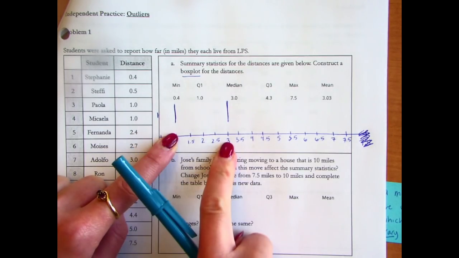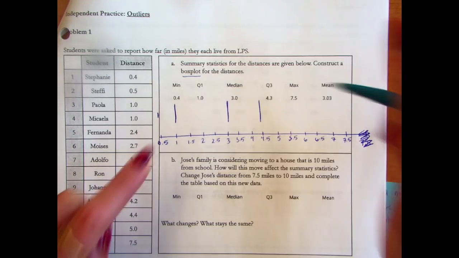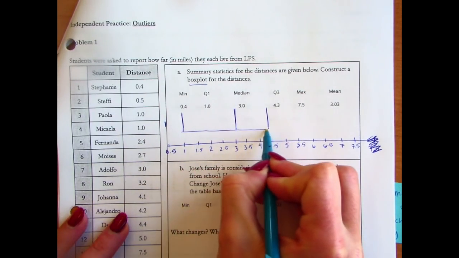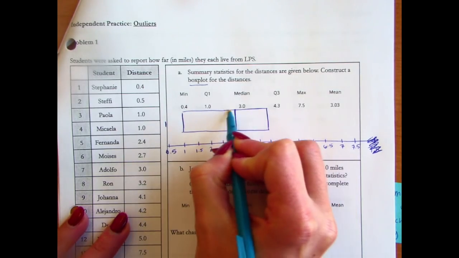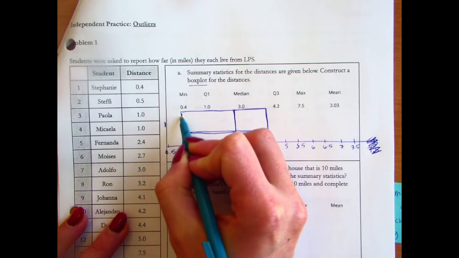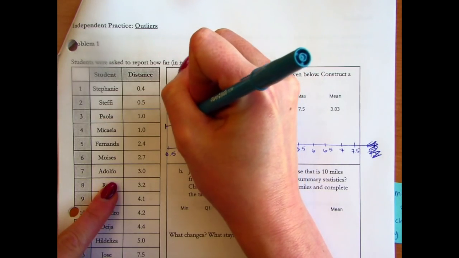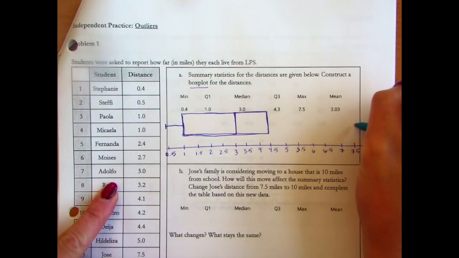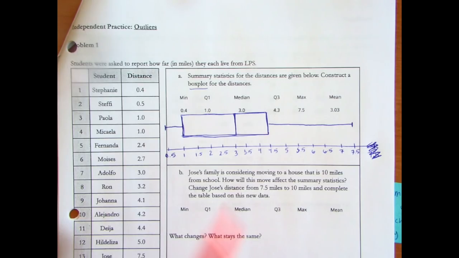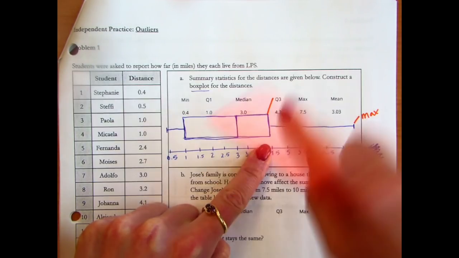It might be helpful here to label some of these key features, especially if you weren't in class at the end of last week. So let's go up to our maximum of 7.5. And then labeling on a box plot. Here's our max. The right side of the box is always our Q3. The left side of our box is our Q1. And the middle line of our box is always the median. And then the whisker to the left is the min. Okay, key features of a box plot.